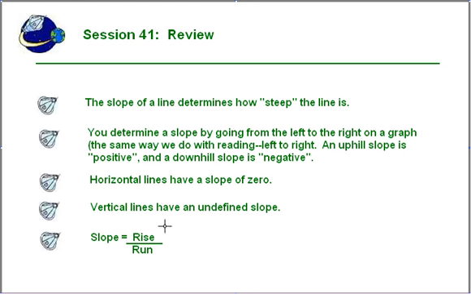Vertical lines, however, have an undefined slope. And that's similar to the problem we ran into earlier in the sessions with dividing by 0. Just as you can't divide by 0, and you can't have any definition to 0 divided by 0, you run into the same thing here. Vertical lines have an undefined slope. Lastly, your slope formula: slope equals rise over run. That'll finish up session 41.